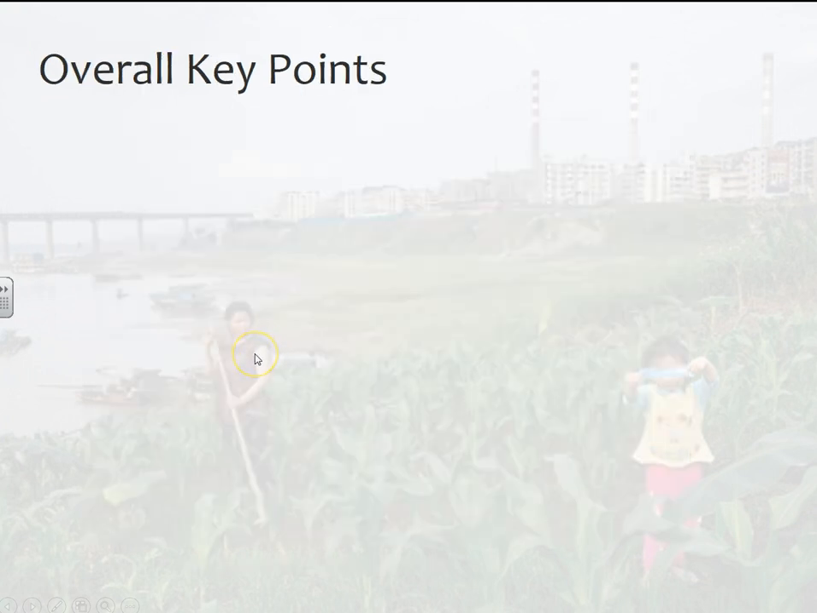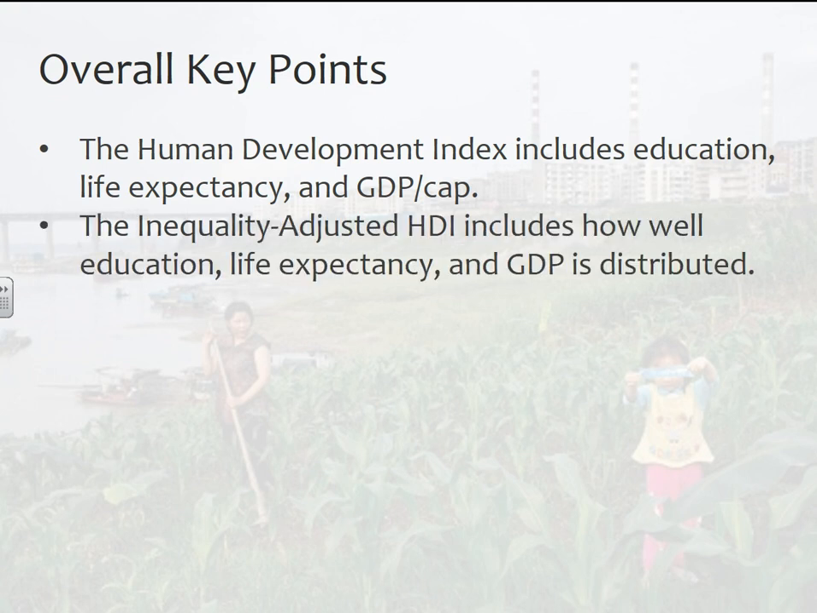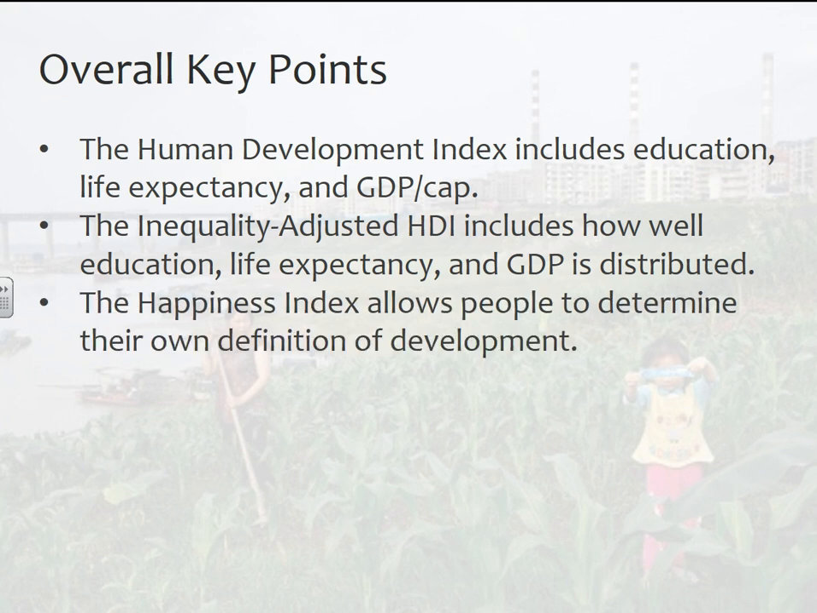So the overall key points of all this: one, the Human Development Index includes education, life expectancy, and GDP per person. So it's a way to measure a lot more things than just GDP per capita. Again, it's a way to try to quantify the development in a country. The Inequality Adjusted HDI adjusts your HDI score based on how well it's distributed among the population. The happiness index, remember, is where you ask people how happy they are, so you allow them to determine their own level of development. It's a direct way to ask people how developed they feel they are.